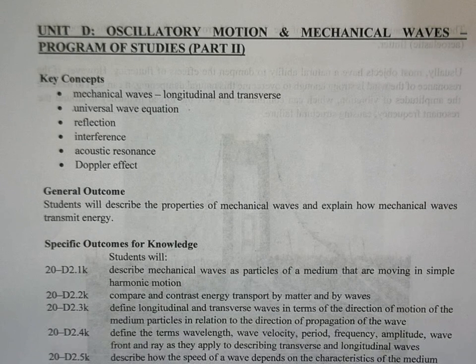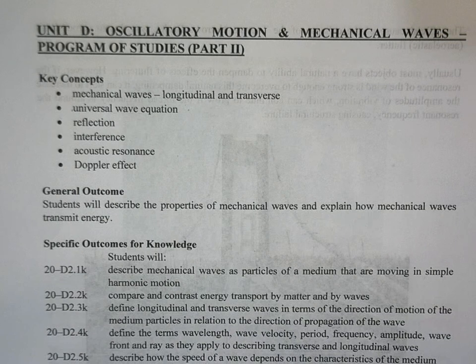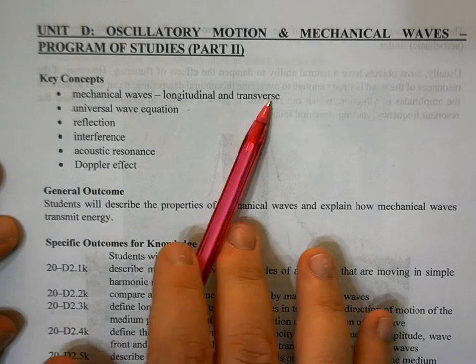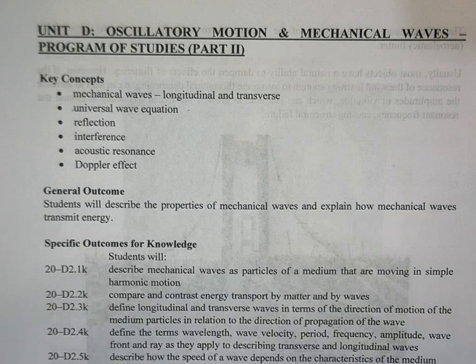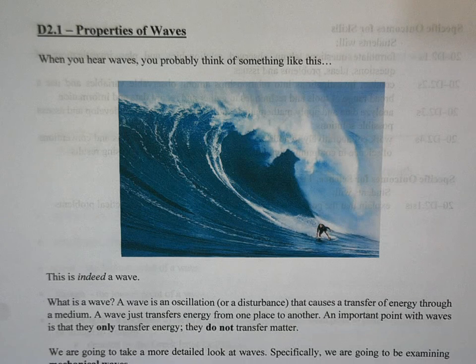All right, it's time for us to start the last bit of Physics 20, the last part of the last unit. So we are going to look at mechanical waves. We're going to look at longitudinal and transverse waves, the universal wave equation, reflection, interference, acoustic resonance, and finally the Doppler effect. So let's get into it.